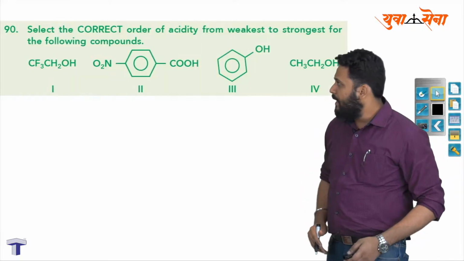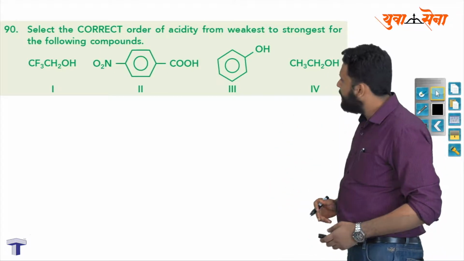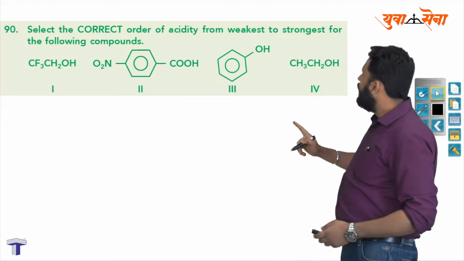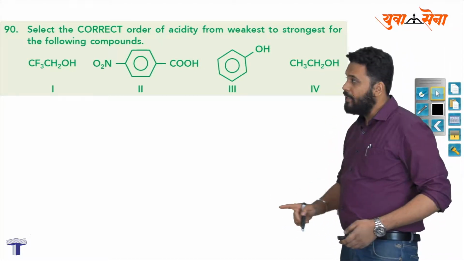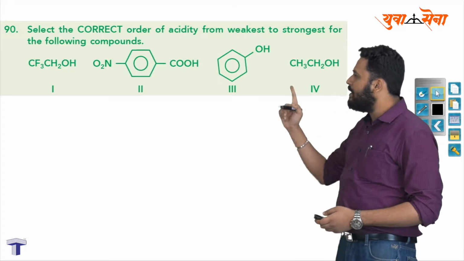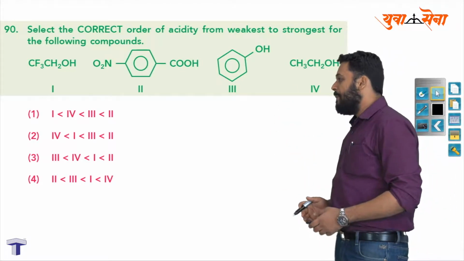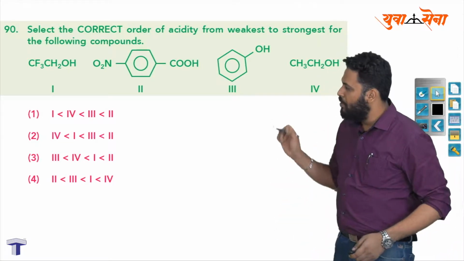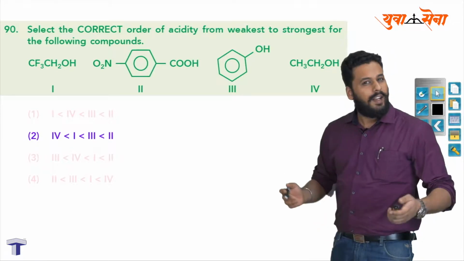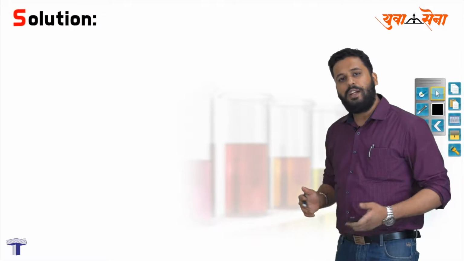Hello students, question number 90 states: select the correct order of acidity from the weakest to strongest for the following compounds. We have to select the right order of acidity for these four compounds. These are the options given to us, and as per the solution manual, the correct answer here is option number 2. Alright, let's take a look at the solution and see why option number 2 is the correct answer for this question.